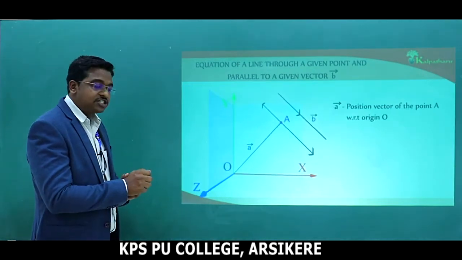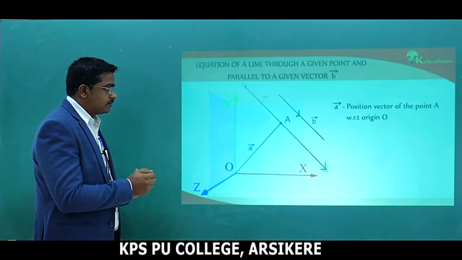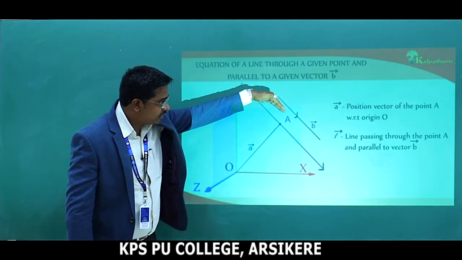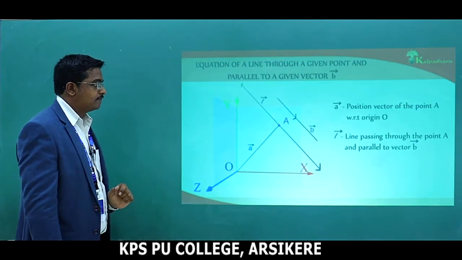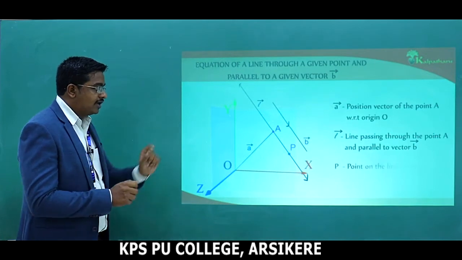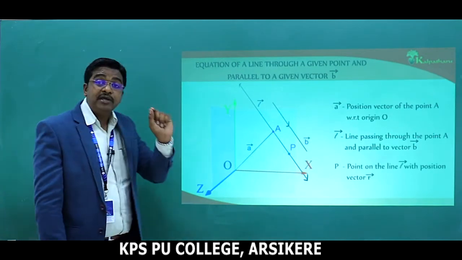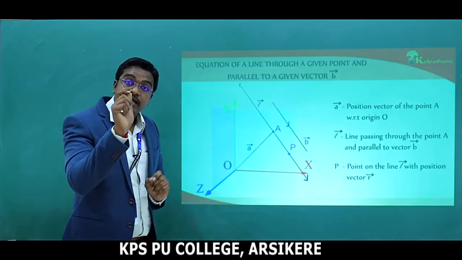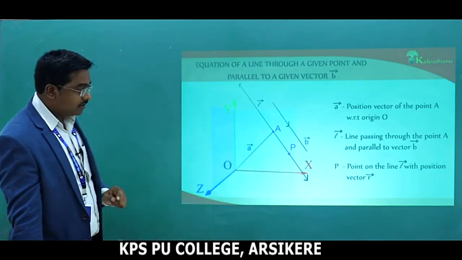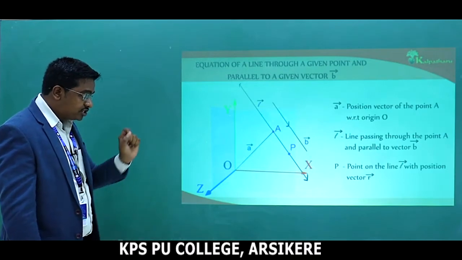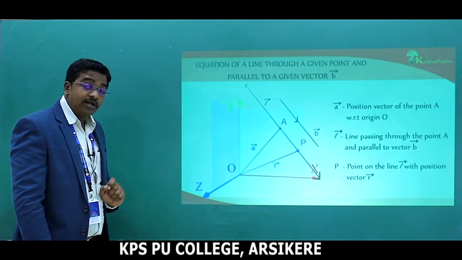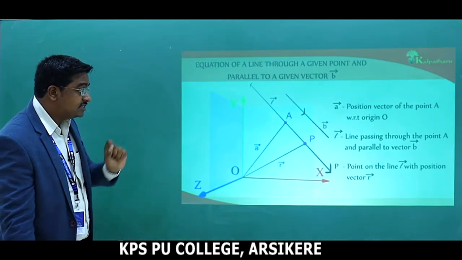And just observe here, this is very important. Let L pass through the point A and be parallel to the vector B. So this line is parallel to the vector B. Let P be an arbitrary point on the line. An arbitrary point is the general point x, y, z. If you draw the position vector from the origin to the point P, that becomes vector R, which is equal to xi plus yj plus zk.